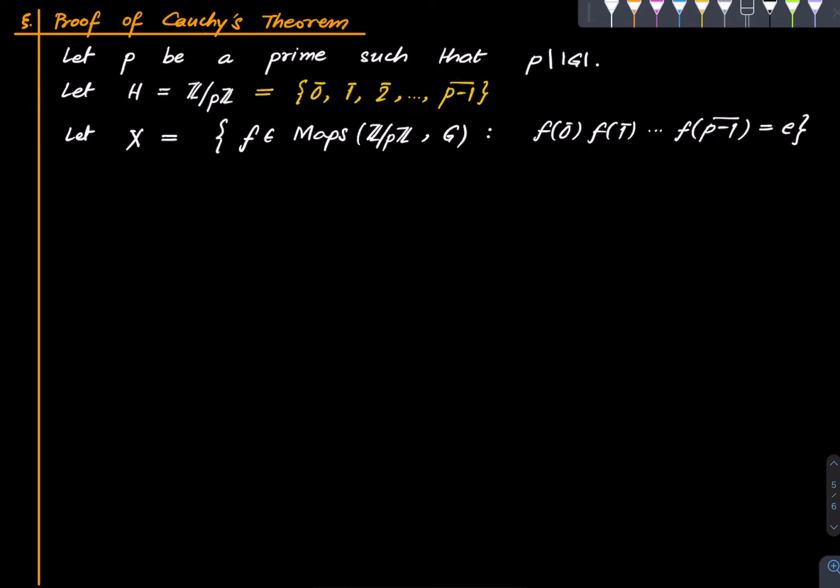And all we are doing is considering all the maps from Z mod PZ to G which have this property: if you take the product of all the things in succession, then you get e, the identity of the group G. This is a sort of complicated way of saying something. One could have defined it equivalently as follows: consider only those tuples in the p-fold product of G with itself such that the product of all of these is equal to the identity.